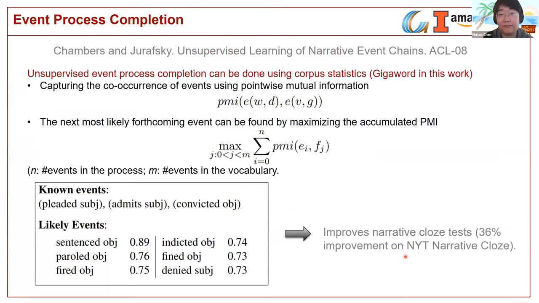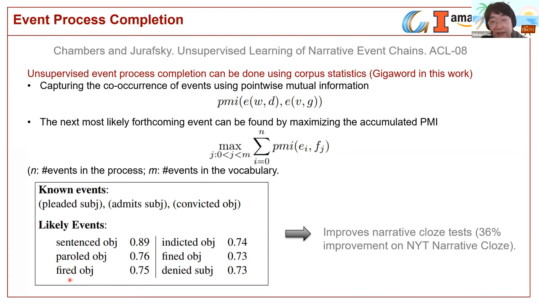For the first definition, one of the earliest attempts at automatically completing event processes was published by Chambers and Jurafsky in 2008. This pioneering work seeks to conduct unsupervised event process completion based on corpus statistics. The principle is that given a very large corpus, in that work the authors used 11 years of Gigaword, the system captures the co-occurrence of events in the same local context, based on their PMI. Then during inference, given a partially complete process, the next event is predicted to be the one which maximizes the accumulated PMI. Here we have an example of a prediction given by the system. Given prior steps of pleaded, admitted, and convicted, it is likely that this is followed by sentenced, paroled, and fired.